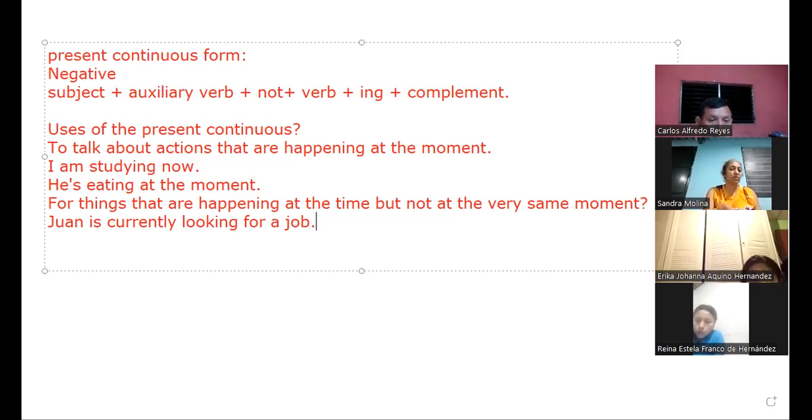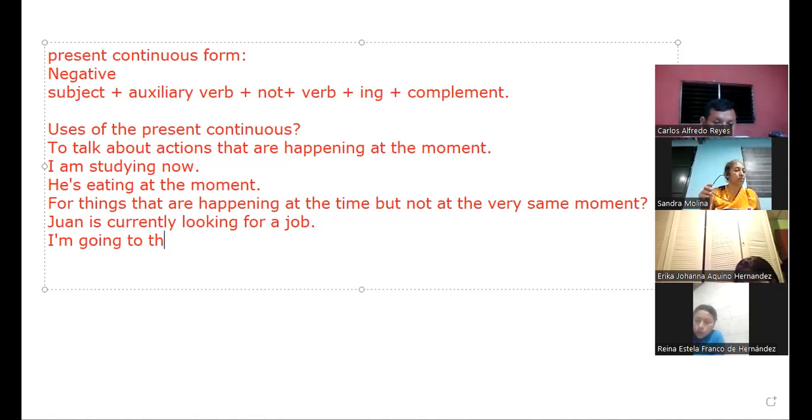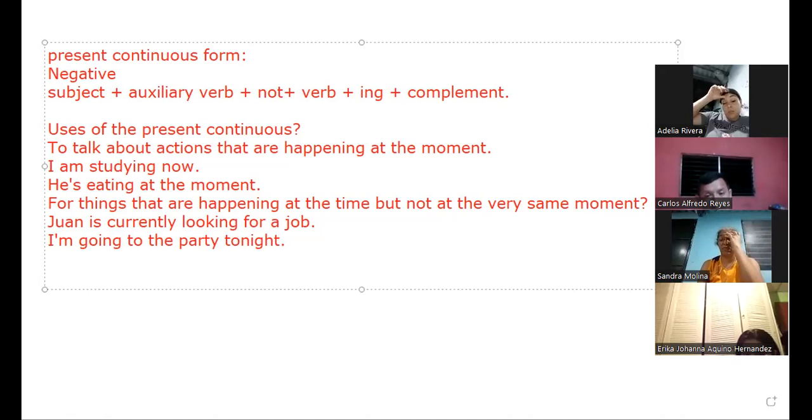Okay. Por ejemplo, mañana, I'm going to the party tonight. Yeah, mañana yo voy a decir, oh yes, I'm going to the party tonight. Entonces, pero estoy hablando temprano. No precisamente a ese momento, sino que digo, oh, I'm going to the party tonight. Ese es el time maker que lo hace diferente de los demás.